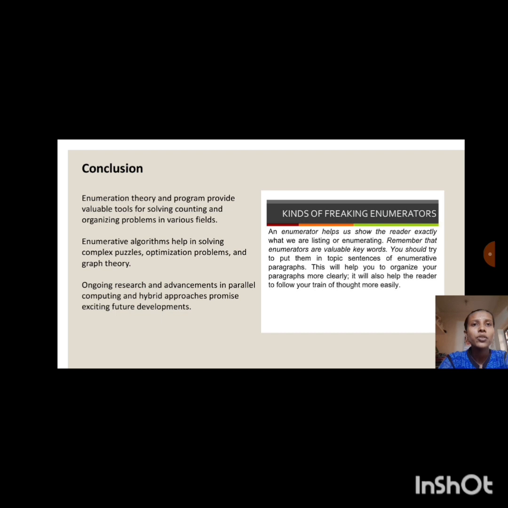Conclusion. Enumeration theory and programs provide valuable tools for solving, counting, and organizing problems in various fields. Enumerative algorithms help in solving complex puzzles, optimization problems, and graph theory. Ongoing research and advancements in parallel computing and hybrid approaches promise exciting future development.